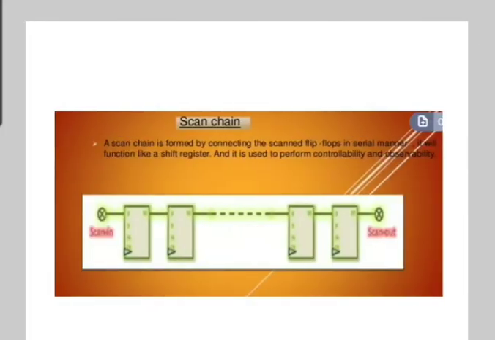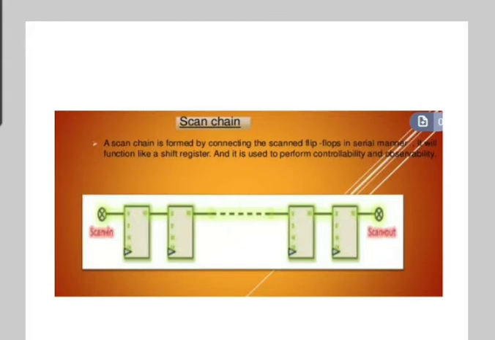Then there are two types, that is full scan and partial scan. The sequential automatic test pattern generator is used for partial scan, and the combinational automatic test pattern generator is used for full scan. So full scan provides total controllability and observability. Also full scan provides high fault coverage for structural defects.